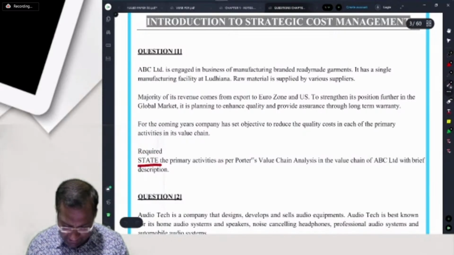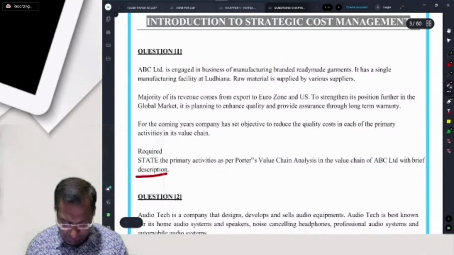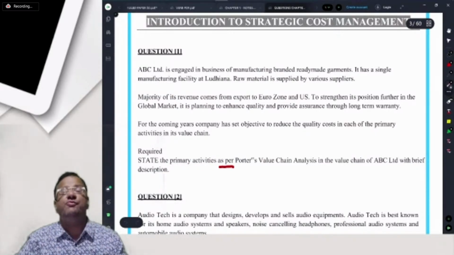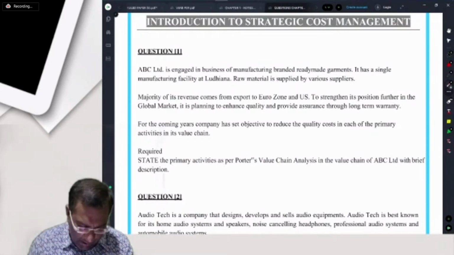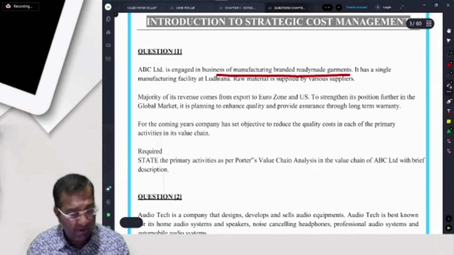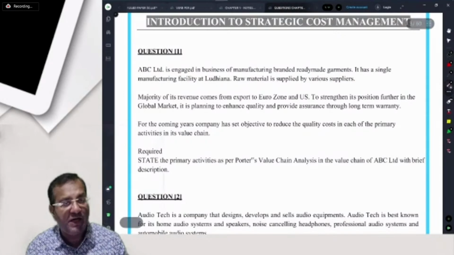Required: State the primary activities as per Porter's value chain analysis in the value chain of ABC Limited with brief description. Okay. So it's all about the primary activities as per Porter's value chain analysis. There are total 5 primary activities. So ABC Limited is engaged in the business of manufacturing branded ready-made garments. This is a newspaper reading. We will be done in 2 or 3 minutes. Then we will have a detailed reading.